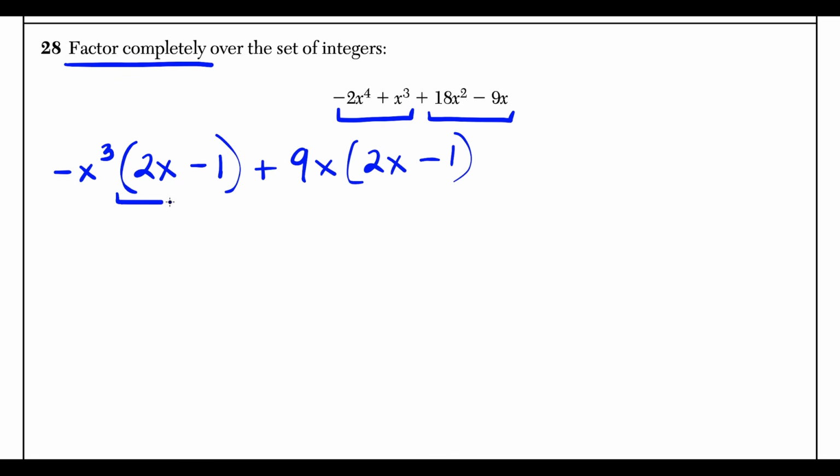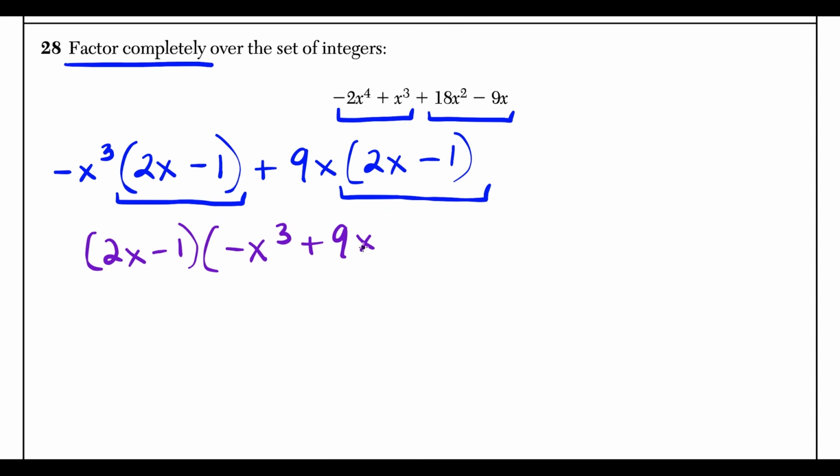So now from here, we're going to factor out the 2x minus 1, and that'll bring us to the next line. We'll have 2x minus 1, and then we'll have minus x to the third plus 9x. But if you were to stop here, this is a 2-point question, you would get 1 point.